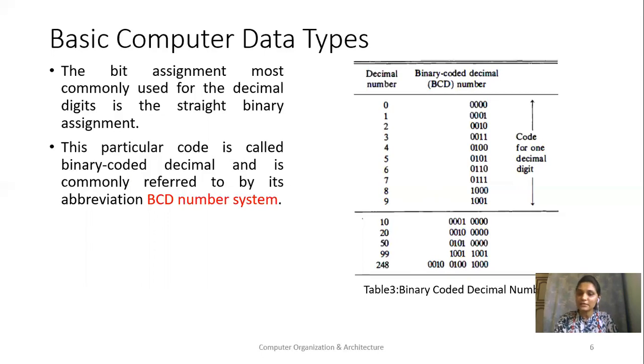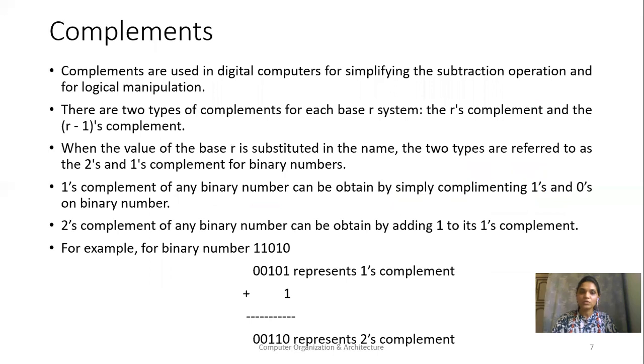Okay, the next topic we are going to see is complements. Okay, complements are basically used to perform subtraction operations. For any number system with base r, two types of complements are possible, that is r's complement and r minus 1's complement. If we talk about the binary number system, it has base 2, that means it has 2 minus 1, that is 1's complement, and r's complement, that is 2's complement. That means it has a 2's complement and a 1's complement.